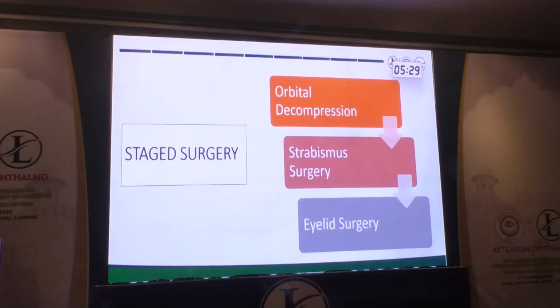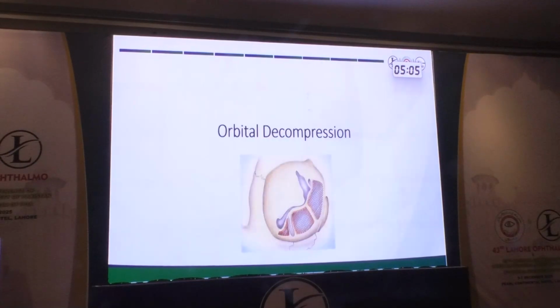Traditionally, we do a staged surgery because each step affects the other one. The first step is orbital decompression, which will change the position of the eyeball and the muscles, and therefore may cause strabismus. And then as a second stage, if necessary, we do the strabismus surgery, which can affect the position of the eyelids, and the final refinement comes with the eyelid surgery.